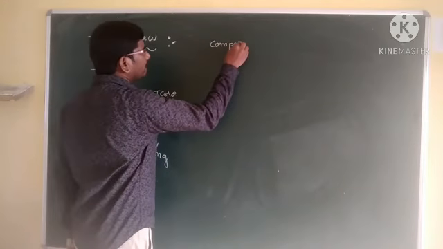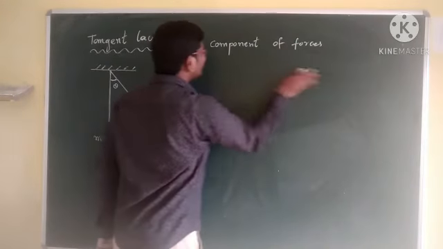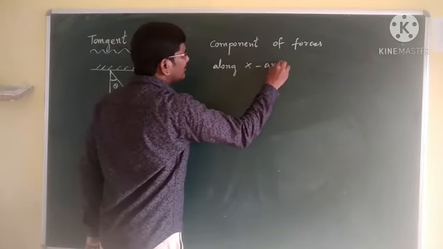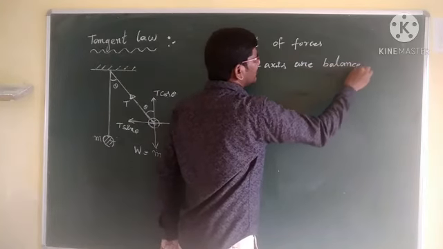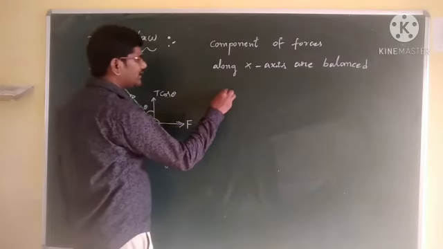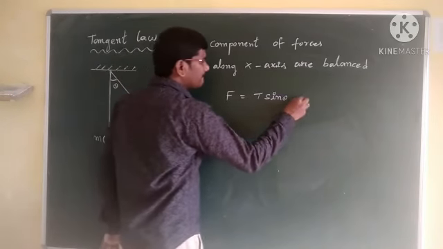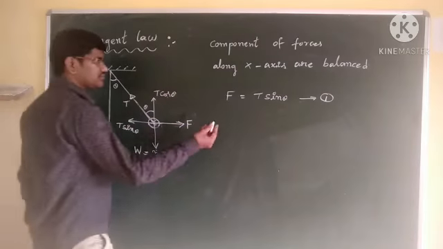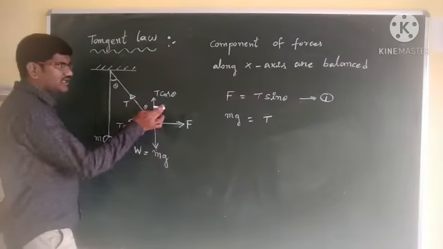Components of forces along the x-axis are balanced. So F is balanced by T sin theta. The horizontal force is balanced by T into sin theta. Equation number 1. And T cos theta is balanced by the weight. So mg is equal to T cos theta, components along the vertical direction.